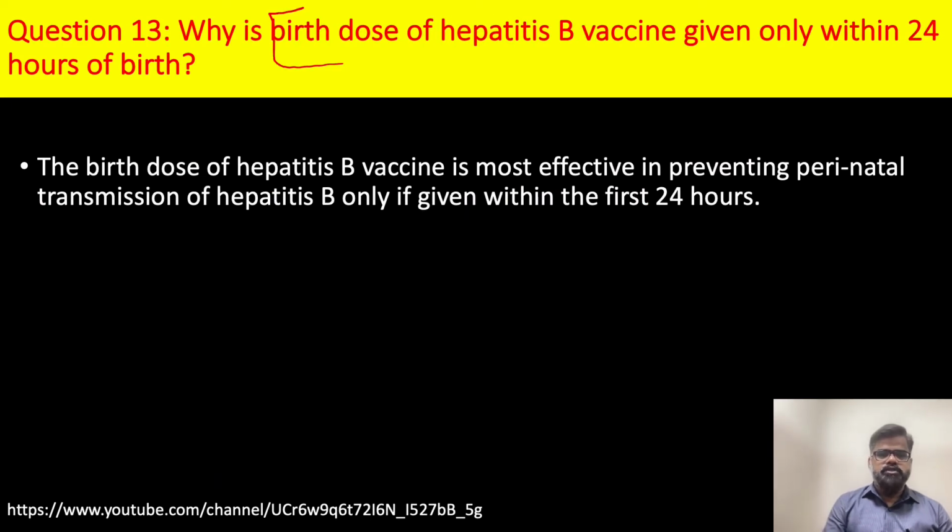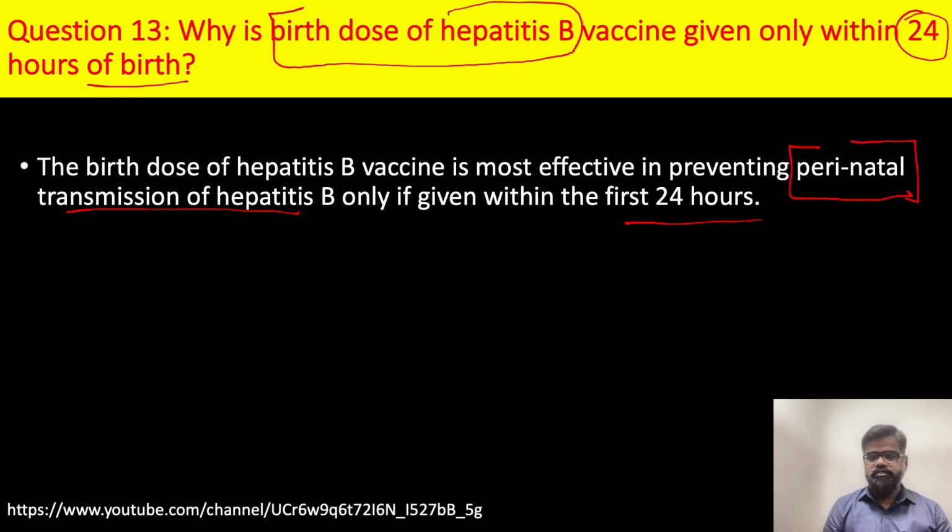Now, why is the birth dose of hepatitis B vaccine given within 24 hours of birth? Because the vaccine is most effective in preventing perinatal transmission of hepatitis B only if given within the first 24 hours. So you need to give the vaccine within the first 24 hours to prevent perinatal transmission of hepatitis B.